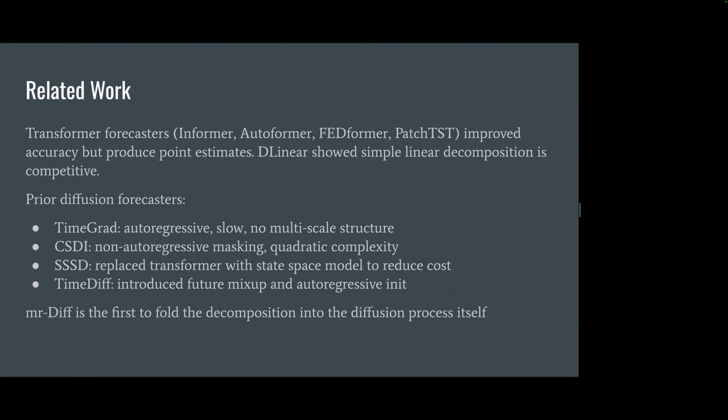So some related work prior to this paper. Transformer forecasters like Informer, Autoformer, FEDformer, and PatchTST improved accuracy, but also produced point estimates. DLinear showed that a simple linear decomposition was quite competitive. Prior diffusion forecasters include TimeGrad, which is autoregressive and slow, with no multi-scale structure; CSDI, which is non-autoregressive masking, with quadratic complexity; SSSD, which replaced the transformer with a state space model to reduce cost; and TimeDiff, which introduced future mix-up and autoregressive initialization. Mr. Diff is the first to fold the decomposition into the diffusion process itself.